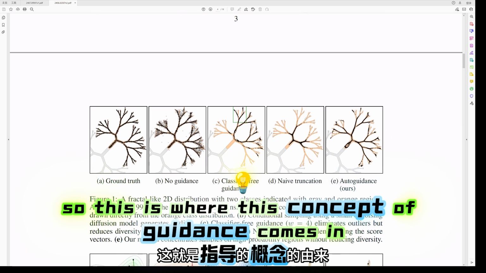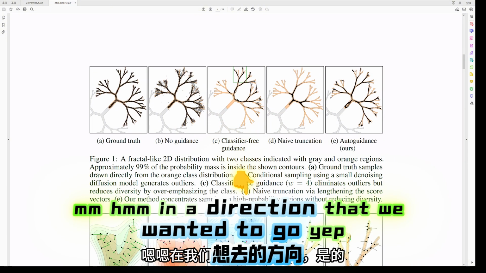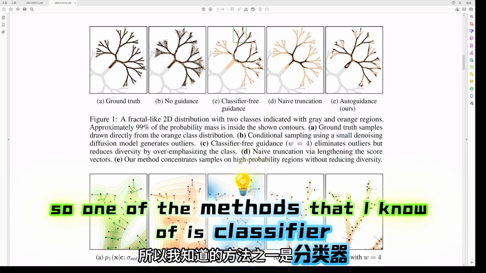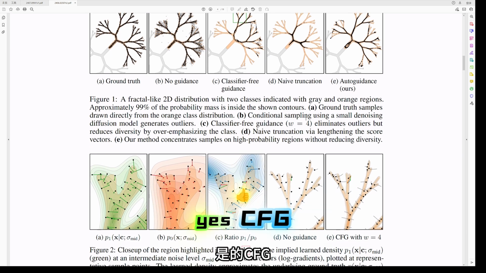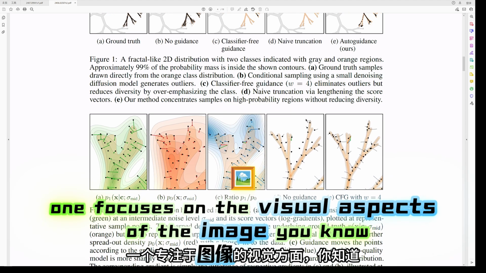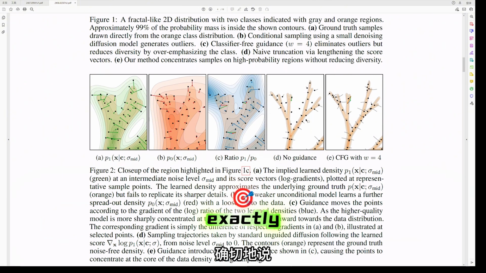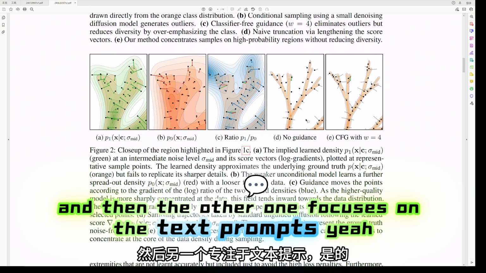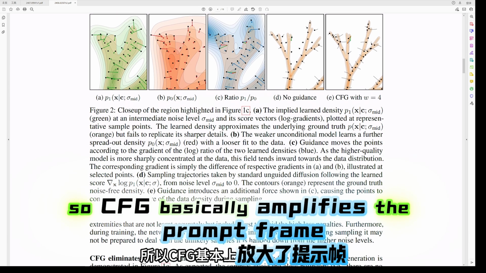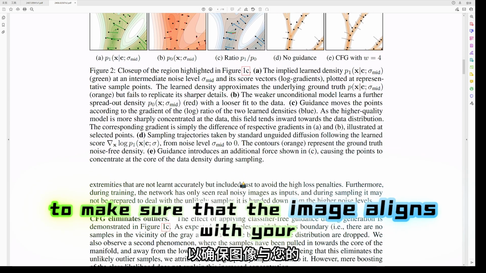So this is where this concept of guidance comes in, where we're trying to nudge the AI in a direction that we want it to go to get more creative outputs. That's right. So one of the methods that I know of is classifier-free guidance. Yes, CFG. So imagine the AI has two distinct brains. One focuses on the visual aspects of the image, like shapes, colors, textures. And then the other one focuses on the text prompts, like a cat wearing a top hat riding a unicycle. So CFG basically amplifies the prompt frame to make sure that the image aligns with your description.